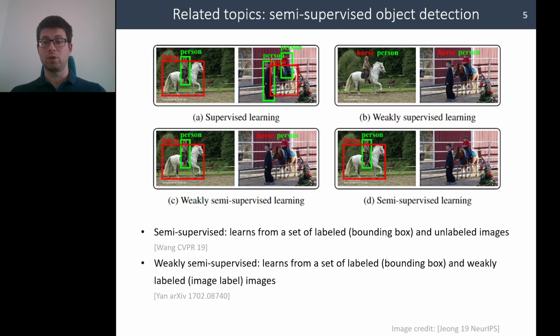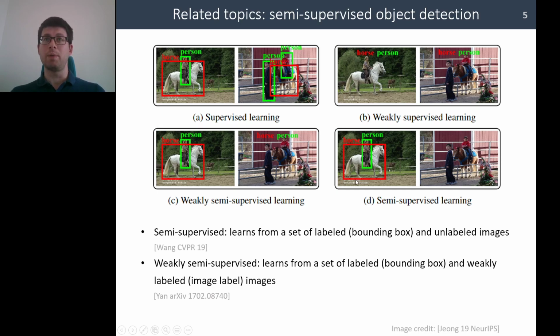Okay, so let's first contrast weakly supervised object detection with related topics. One of them is semi-supervised learning. In this illustration, we are showing the different supervision levels. In supervised learning, basically all of our images are annotated with bounding box labels. In the weakly supervised setting, all of our images are labeled with only image level labels, and then we want to estimate bounding boxes at test time.